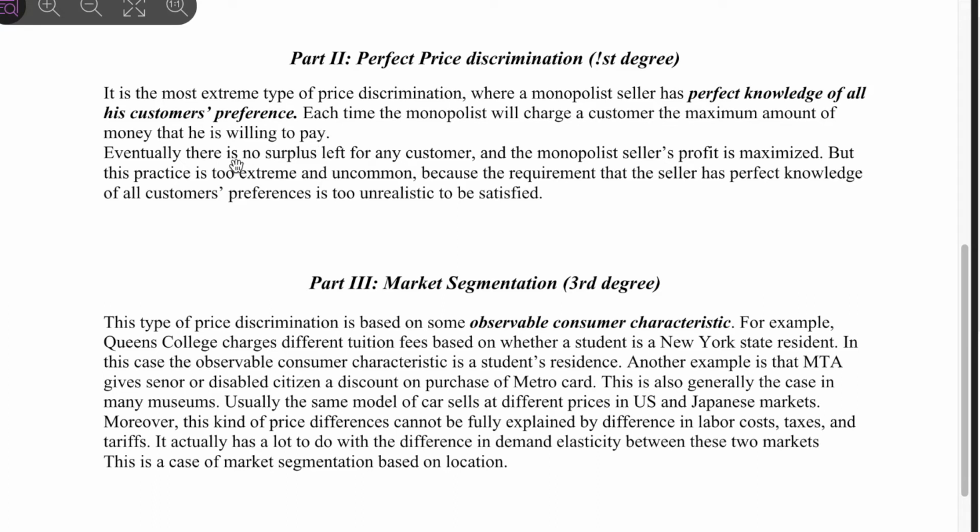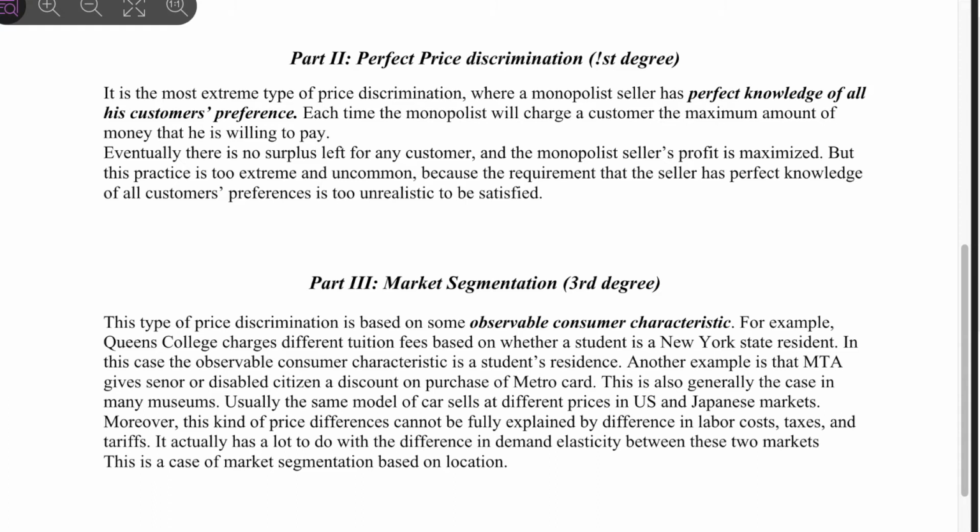The definition. It is the most extreme type of price discrimination where a monopoly seller has perfect knowledge of all his customers' preference. Each time the monopolist will charge a customer the maximum amount of money that he's willing to pay. Eventually, there's no surplus left for any customer, and the monopoly seller's profit is maximized. But this practice is too extreme and uncommon because the requirement that the seller has perfect knowledge of all customer preferences is too unrealistic to be satisfied.